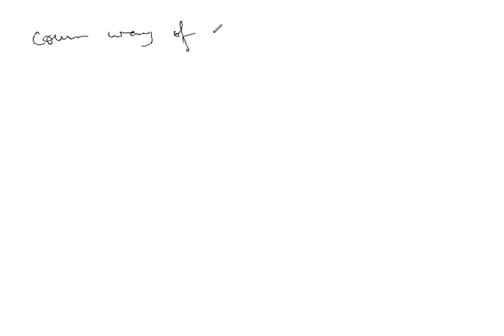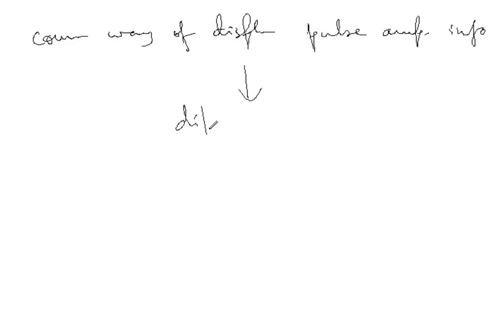Now you see the most common way of displaying pulse amplitude information is through the differential pulse height distribution. This is a very important concept. Now let me show you an example of this distribution.